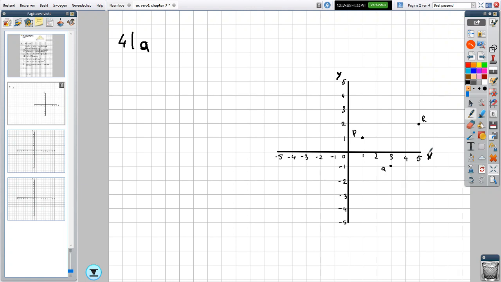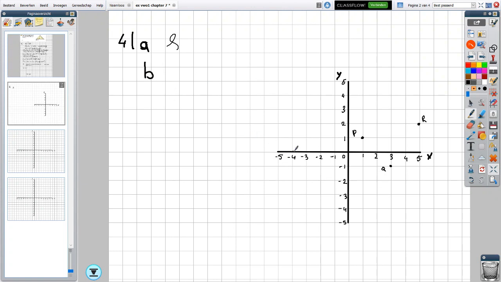Okay. Then let's see. No, it will work out. Okay, I was checking if something will work out, but it will work out. Okay, so that is A. Then at B.